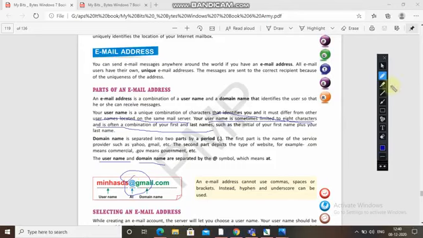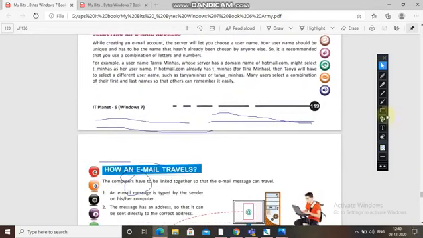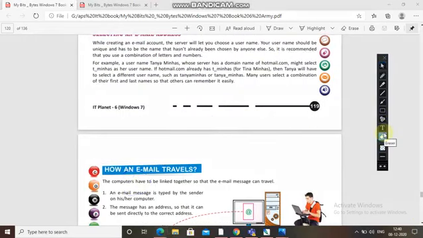Now, selecting an email address. While creating an email account, the server will let you choose a username. The username should be unique and has to be a name that has not already been chosen by anyone else. If you have the same email ID, then again it becomes a confusion. So it should not be the same.